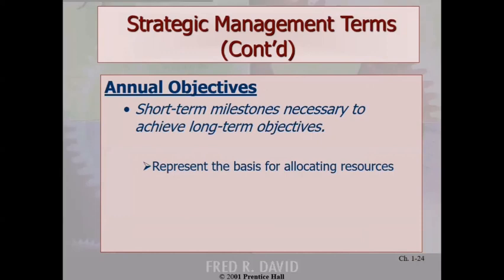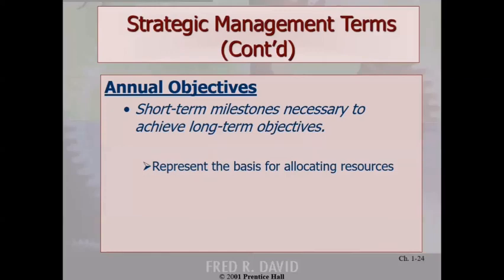Okay, so it represents the basis for allocating resources. So yung mga annual objective natin should be stated in terms of management, marketing, finance, production, operation, research and development, and management information system, o yung information system na tinatawag po natin. So, a set of annual objectives is needed for each long-term objective.